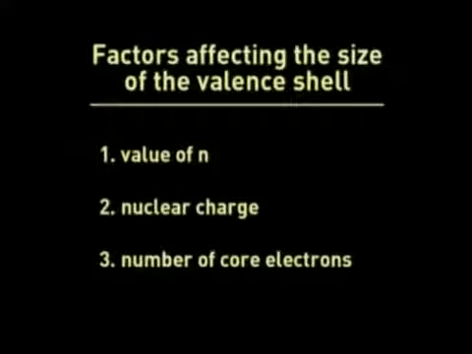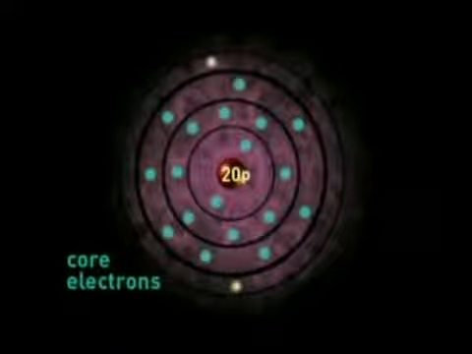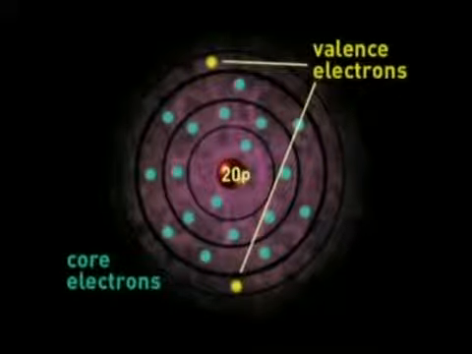Atoms with more core electrons tend to have larger valence shells. Because like charges repel, core electrons repel the valence electrons, pushing them farther from the nucleus. This effect is usually more subtle than the effects of nuclear charge and the effect of N for the valence shell.